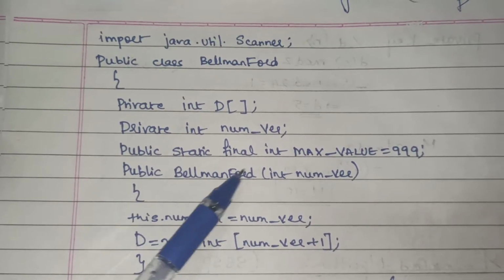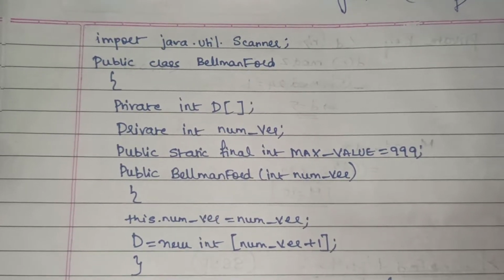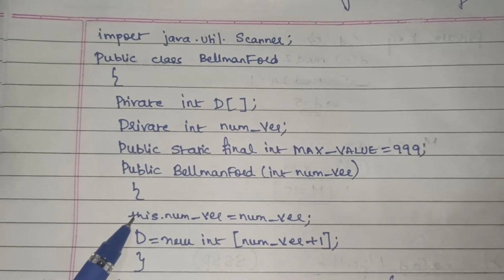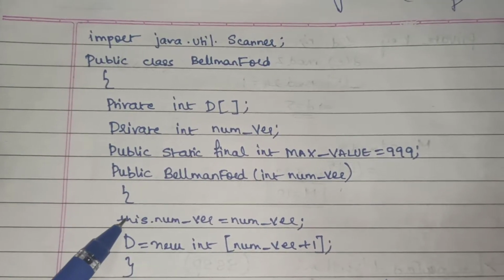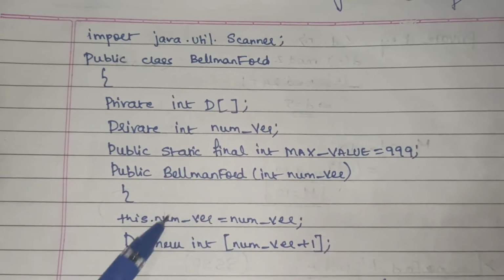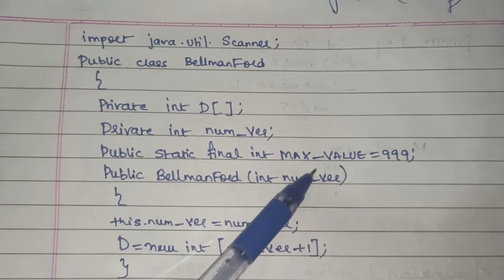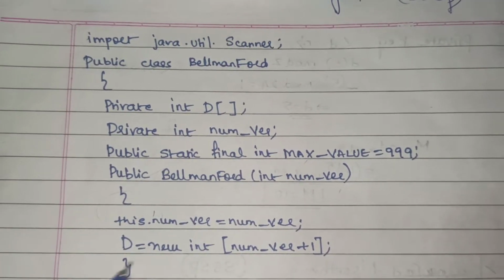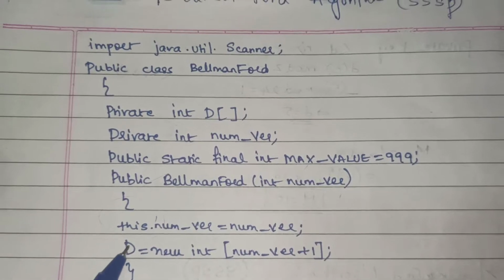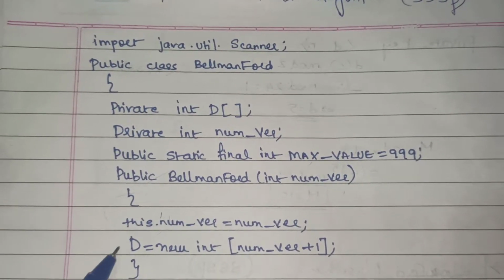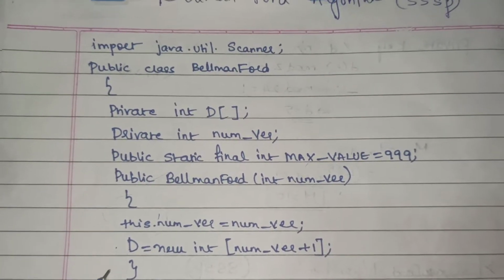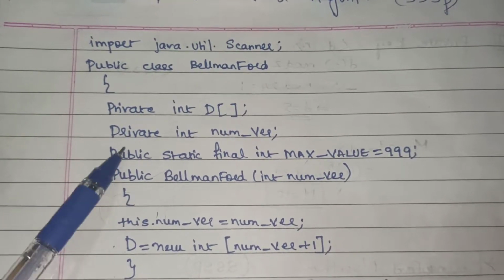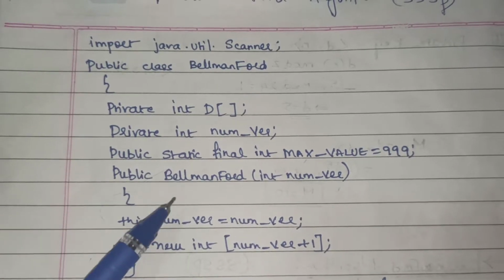Then you have public BELLMANFORD that you'll be calling in the main function, that will be passed the number of vertices, and you'll use this pointer to point to the number of vertices in this function. Then you'll use this D array to assign the memory for it. So this is about the public BELLMANFORD. Now it will come back to the main function after finishing the public BELLMANFORD function.